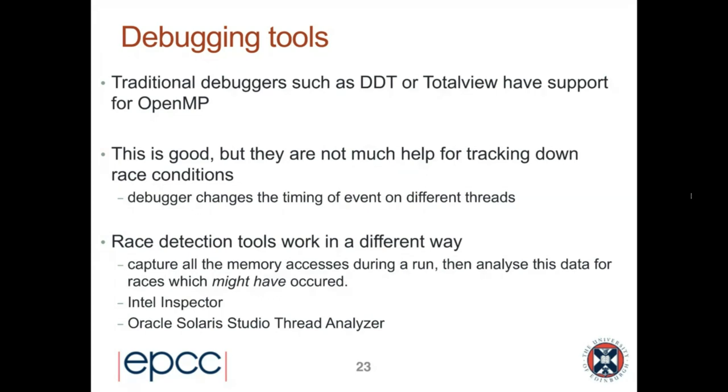So there are some race detection tools available which work in a different way. What they do is capture all the memory accesses that happen during a run of your program, and then that data is analyzed afterwards for races that might have occurred. Okay, so it looks for problems that might have happened, not just ones that did happen. The main tool that does this comes from Intel. It's called Intel Inspector.